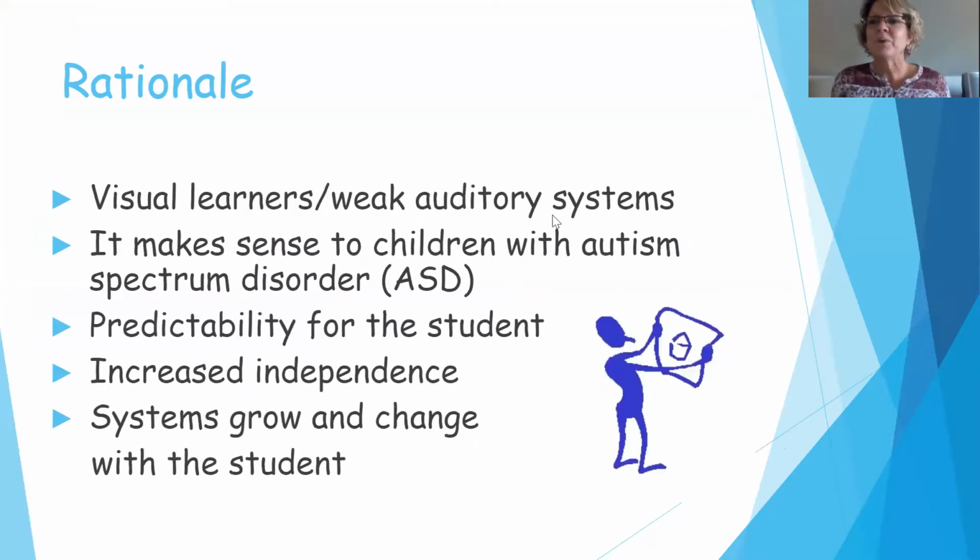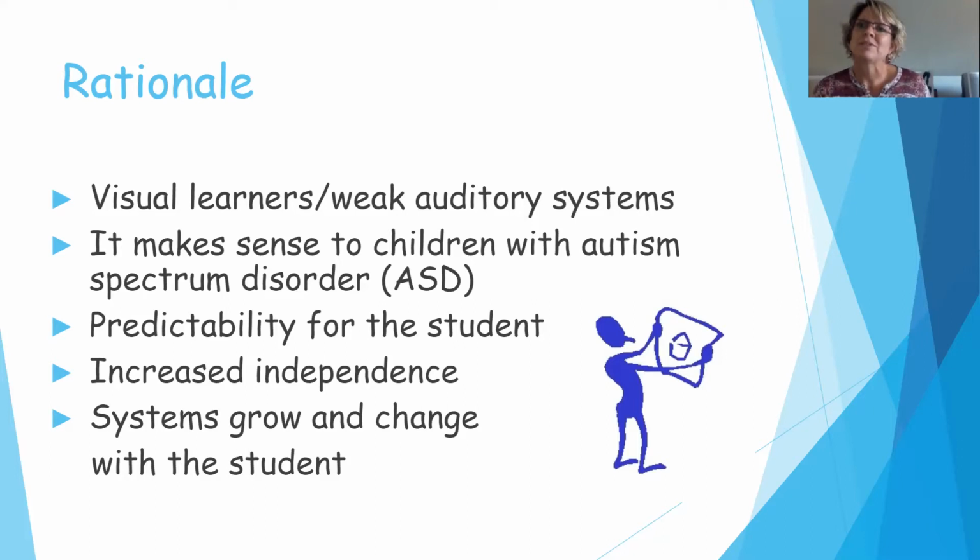So there's a reason that we present things visually to students. Students with autism in particular tend to be visual learners and have a weaker auditory system. So they don't always process the information that is told to them, but for some reason pictures make sense to them, or visual information makes sense to them, and they can process that information a lot better.